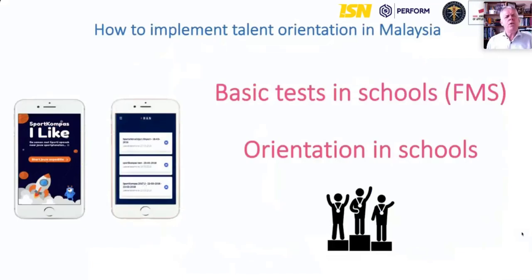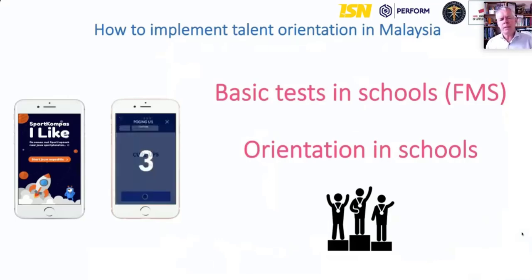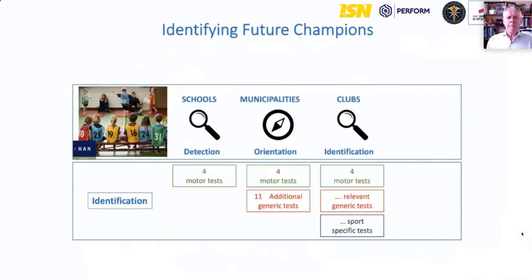So how can you implement this talent orientation in Malaysia? First of all, it's important to do the basic tests in the schools, because you need to know who are the better movers, and then you can help those better movers to find the sport that links to the capacities of these movers. And the next step is, how can we identify the future champions? Because this is also very important.